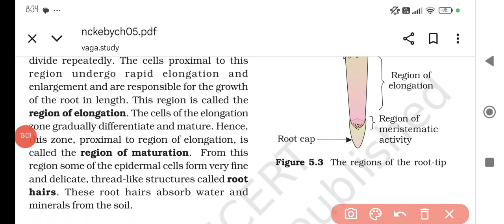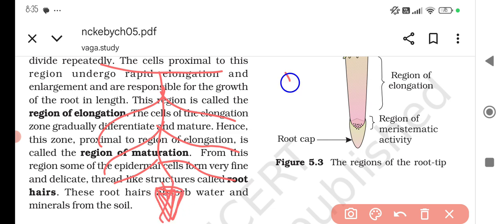In the previous video we saw the structure of the taproot, right? This is the primary root or the main root, and from this the lateral roots will emerge. The root cap is present only for the primary root because it is penetrating downwards. But for the lateral roots, the root cap is absent. The root cap is present only in the primary root.